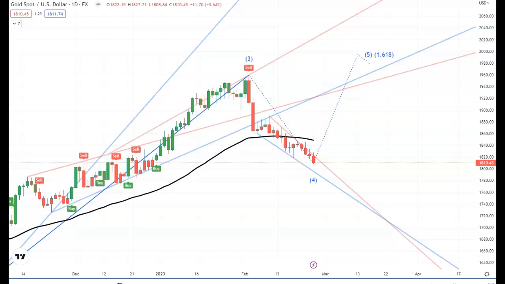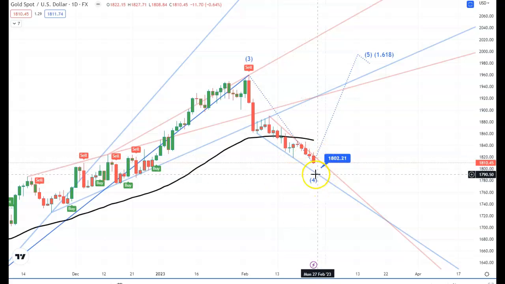Now what has to happen in wave 4? It has to re-establish itself. It's not doing that at the moment, so it's further downside back to about 1802. So 1802 is our short-term target, to about there, which is showing support on the short-term charts.